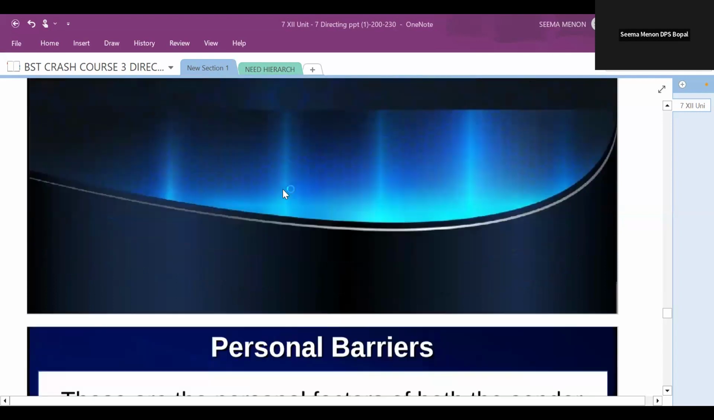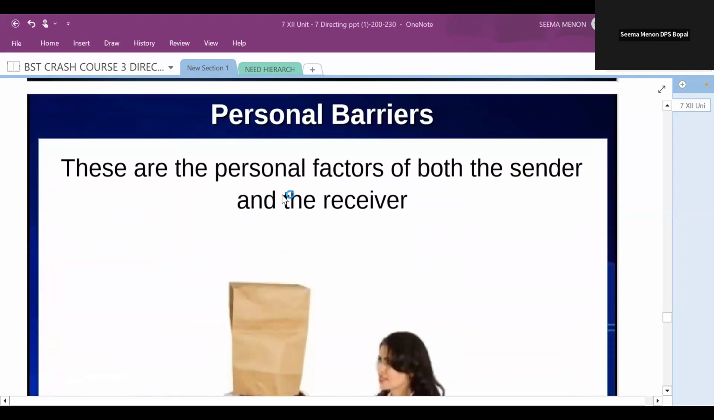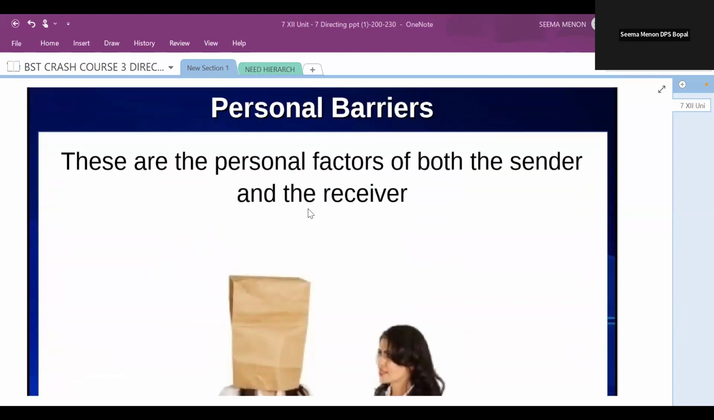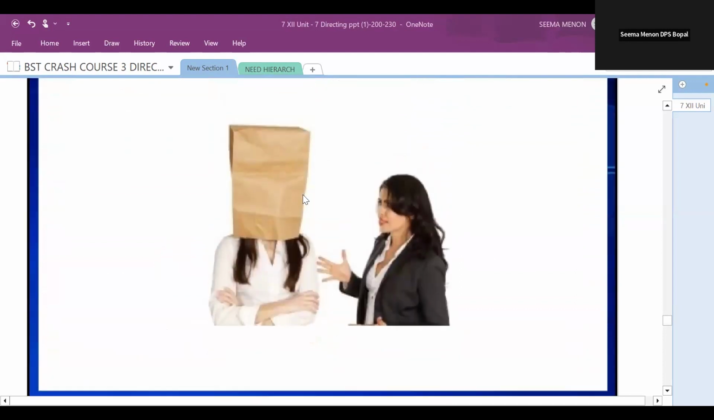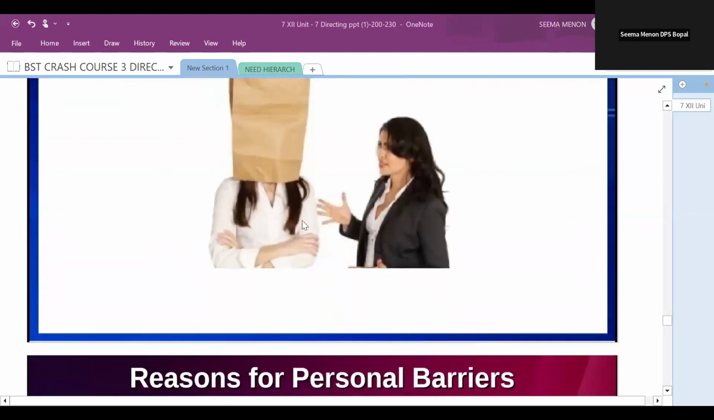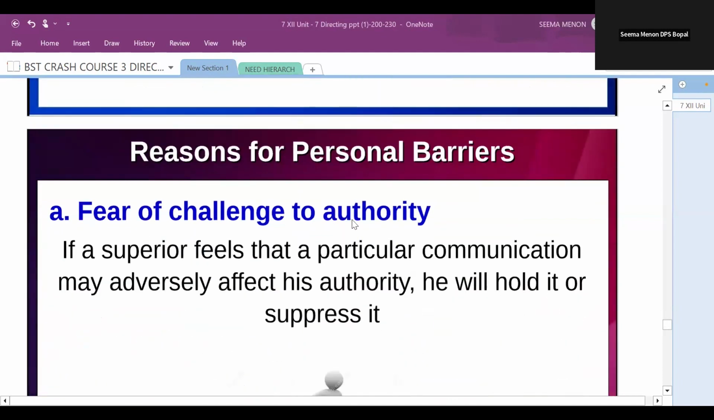What do you mean by personal barriers? These are the personal factors of both the sender and the receiver. There are so many personal factors of both the sender and receiver. It can be of both. First one, fear of challenge to authority.